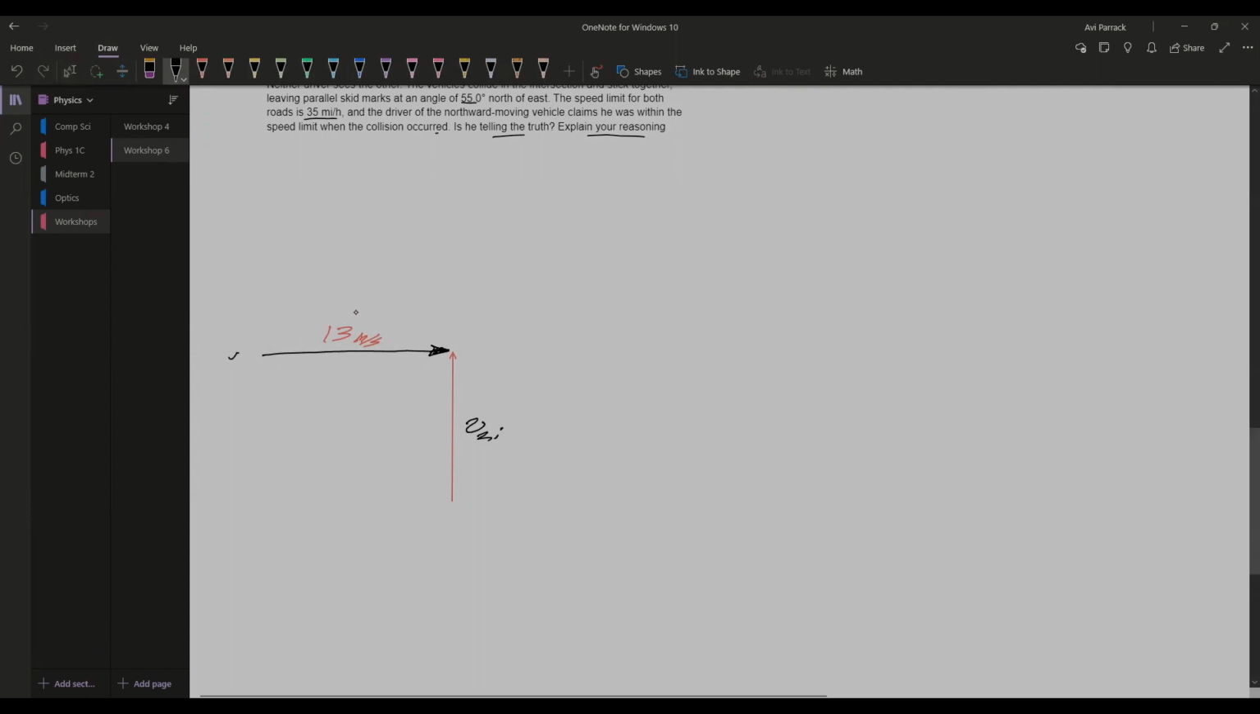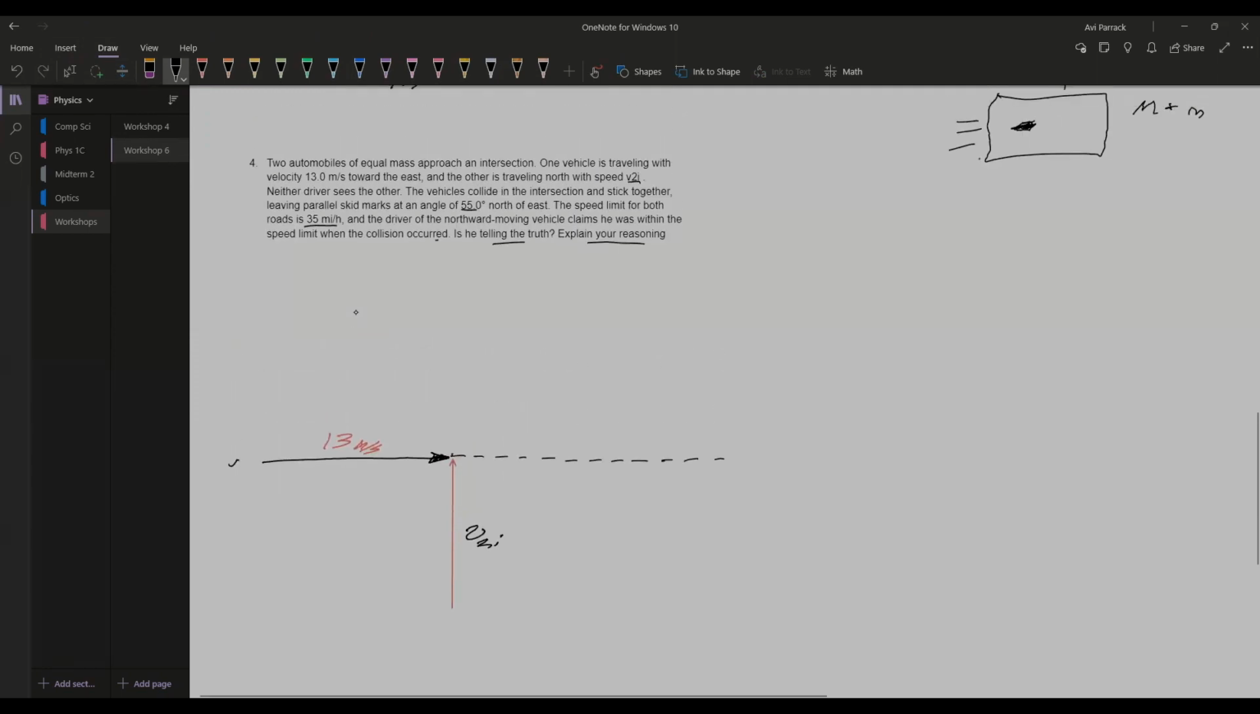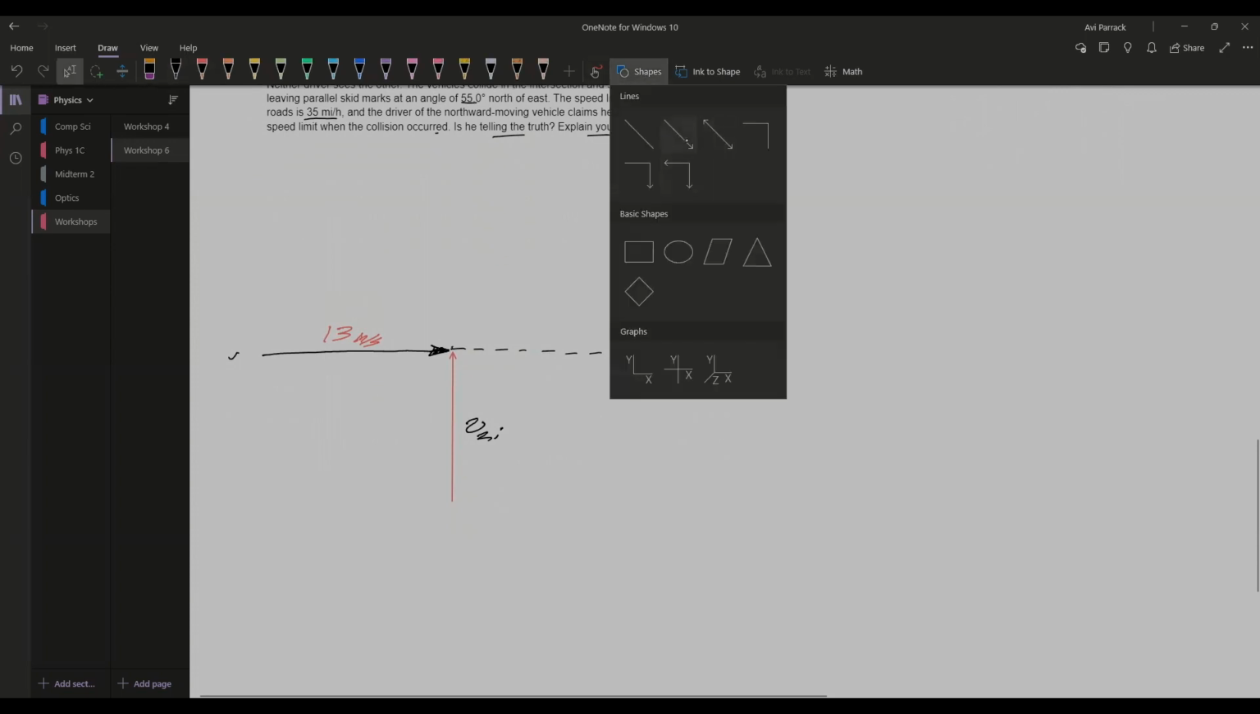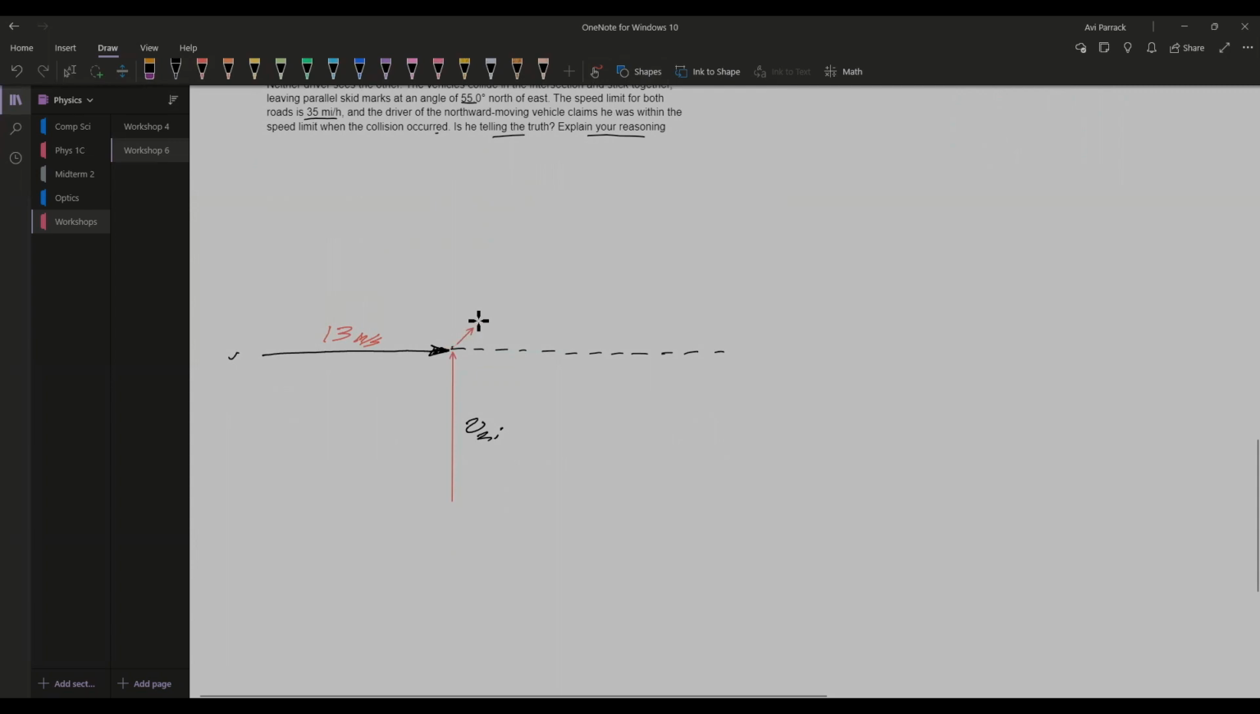Sure, let's do it. Let me go back to draw. So now it tells us if this is east, the two cars stick together. A hint. This is what kind of collision? Go back and review if you don't recall. Perfectly inelastic. And they launch off at this angle.